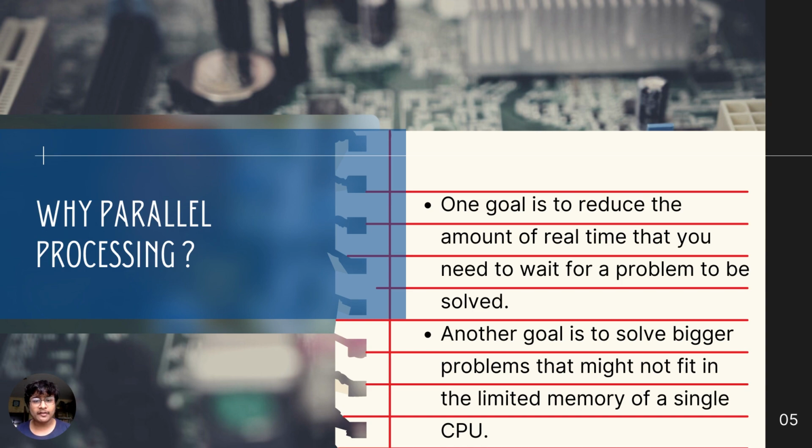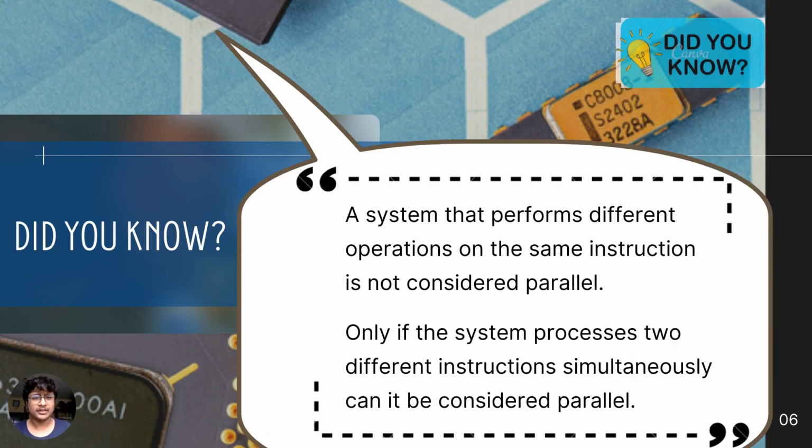Another goal is to solve bigger problems. So that was a smaller problem, now we're talking about a bigger problem. We only have limited memory in a single CPU. If we do parallel processing, we are able to fix the problem of not fitting into the limited memory of a single CPU. I hope it's clear, right? Let's go to the next. It's a fun fact. Did you know? A system that performs different operations on the same instructions is not considered parallel.